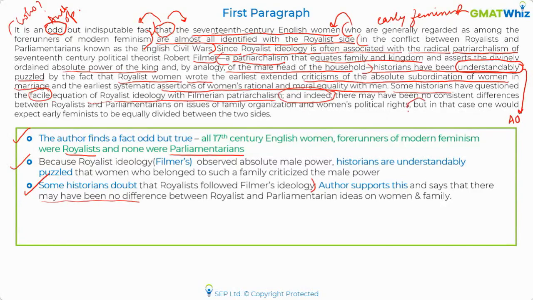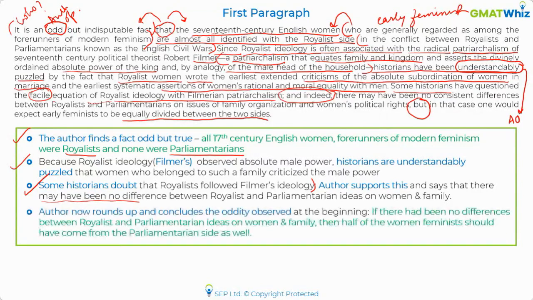Okay, there is a "but" here, another transition word. But in that case, in which case? The case that there were no differences between royalist and parliamentarian ideas on women and women's issues. Had that been the case, one would expect early feminists to be equally divided between the two. So that's his grouse, that it's odd that all these early feminists belong to the royalist side, none belong to parliamentarians. And then he brings out this contrast between the royalist ideology and the writings of these royalist women. And finally he says that had there been no difference between royalists and parliamentarians, then you would have found some feminists also coming from the side of parliamentarians, but that's not the case.